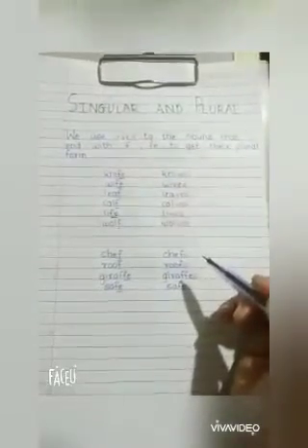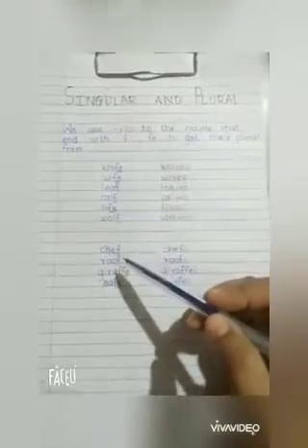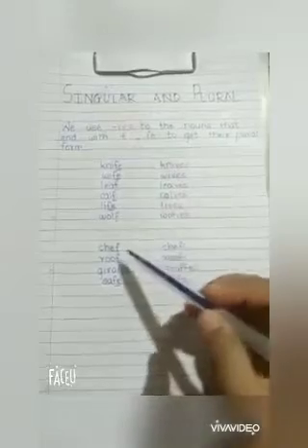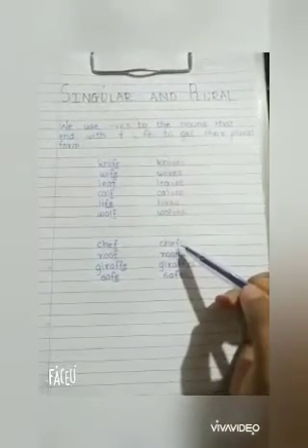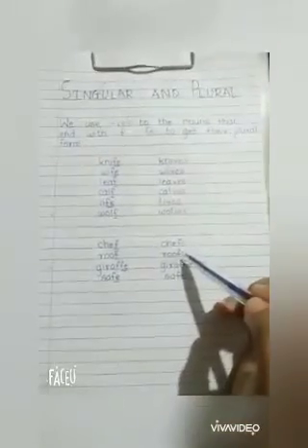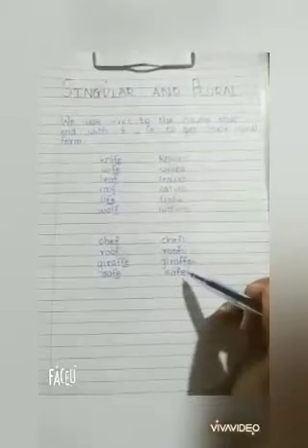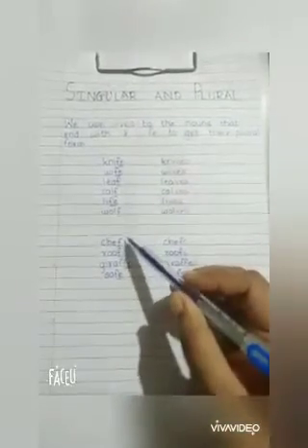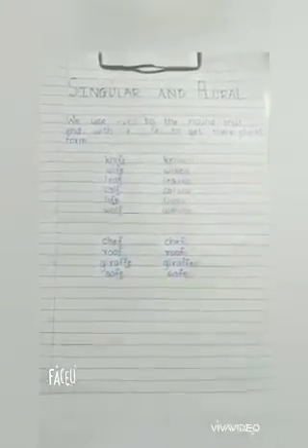Now children, there are some words that do not follow this rule. So let's see example. Chef, chefs. So over here we do not remove the f, we just add s to get the plural form. Roof, roofs. Giraffe, giraffes. Safe, safes. So over here in these four examples we can see that we have not removed the f and fe, we have just added the s.